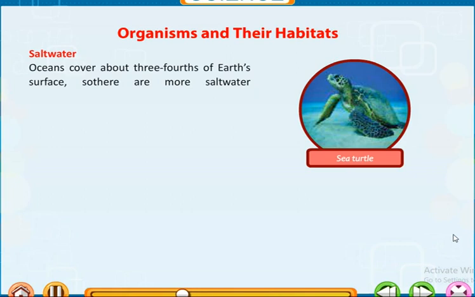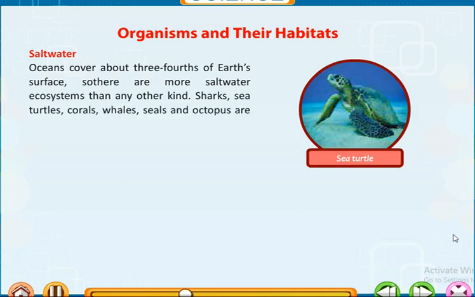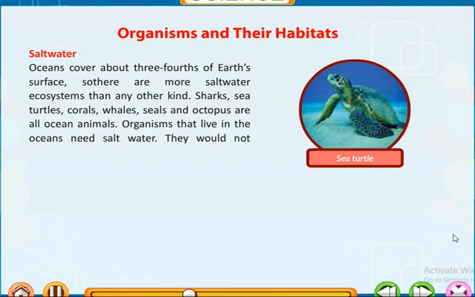Salt water. Oceans cover about three-fourths of Earth's surface. So, there are more saltwater ecosystems than any other kind. Sharks, sea turtles, corals, whales, seals and octopus are all ocean animals. Organisms that live in the oceans need salt water. They would not survive in a freshwater environment such as a pond.